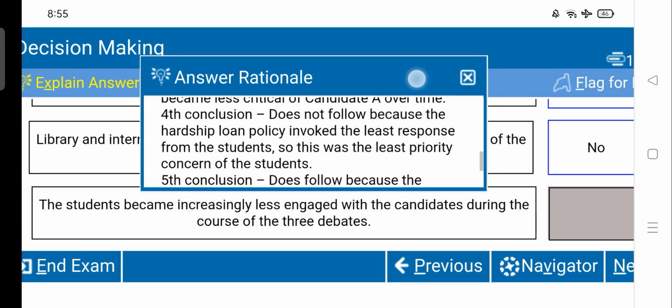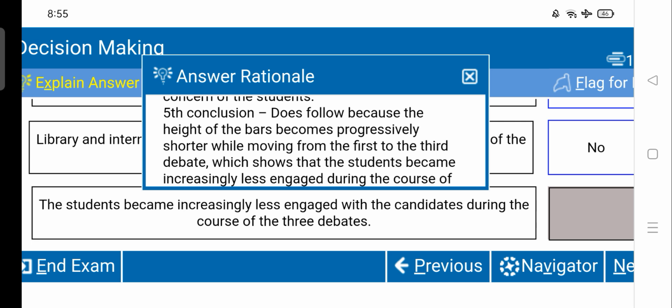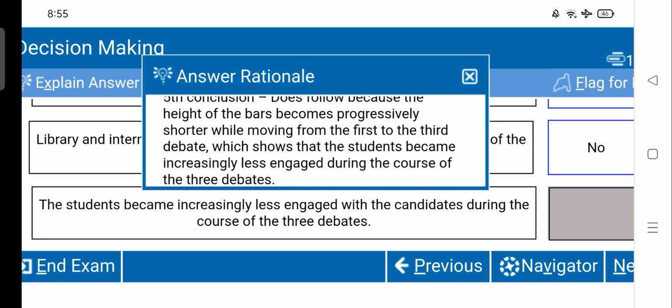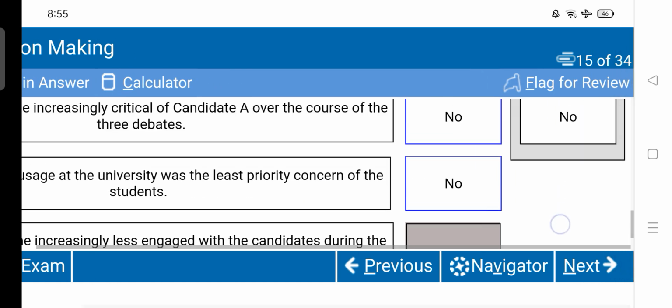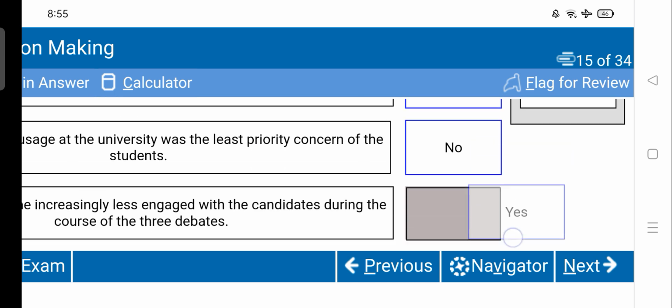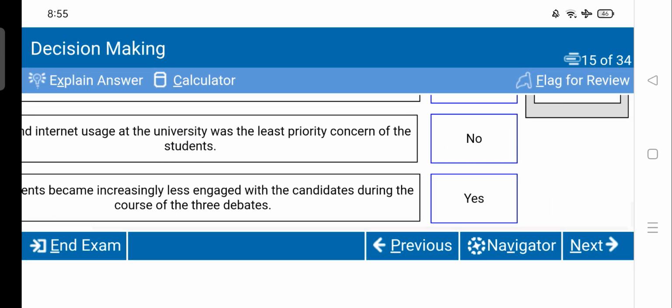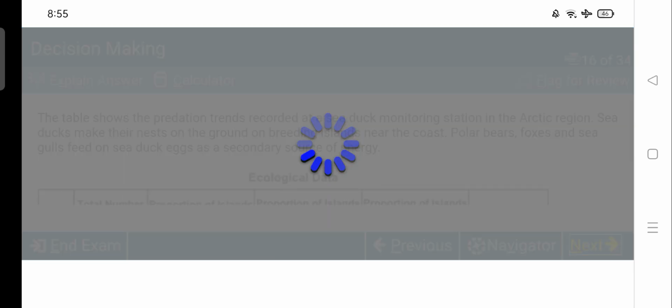The fifth conclusion, it does follow because the height of the bars becomes progressively shorter while moving from the first to the third debate, which shows that the students become increasingly less engaged during the course of the three debates. So as you know, it does follow, so we will drag a yes and drop it here in front of this box or conclusion.